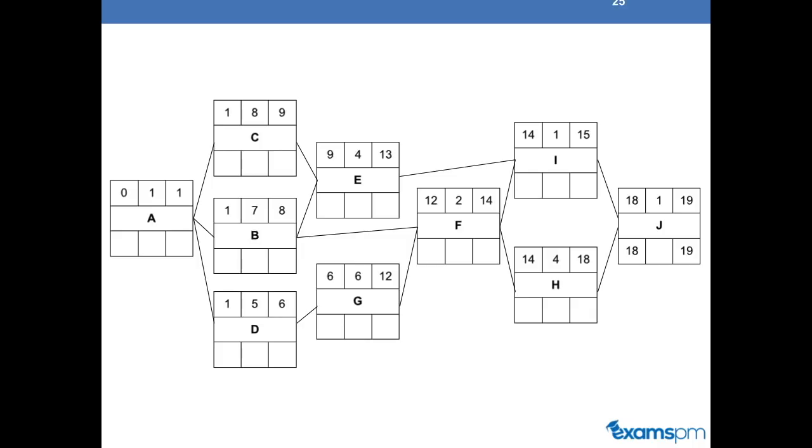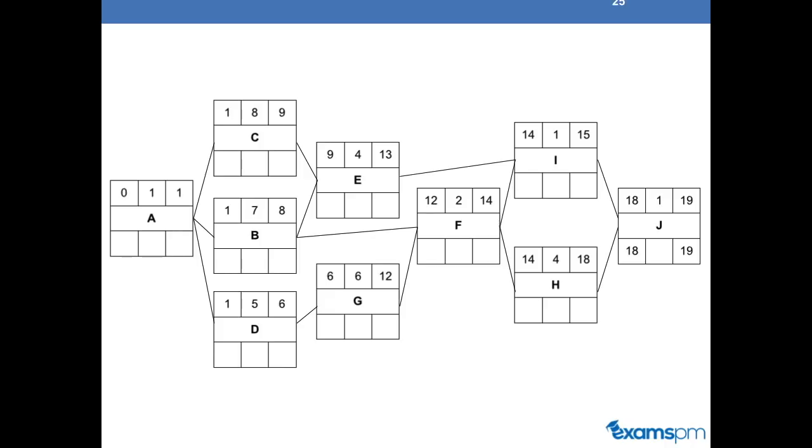Now let's look at how to compute the backward path. Like its name suggests, you're going to go from the last process to the first process now. So instead of going from A to J, now you're going to go from J to A, and that will give you your backward path.